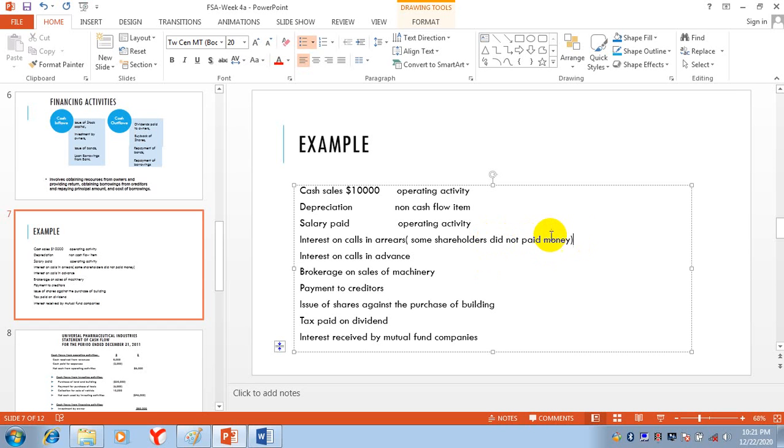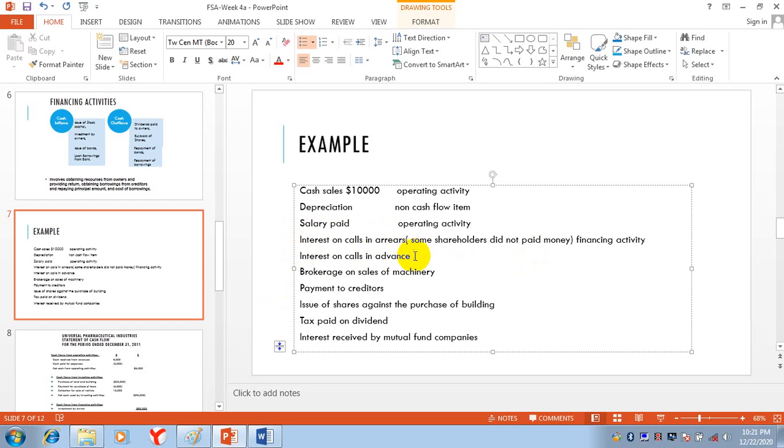Some shareholders didn't pay money, so interest on that money will be what? Financing activity. Some shareholders, we told them to make payment, but they didn't make payment on time. So now on that money, we are charging interest plus the principal amount.